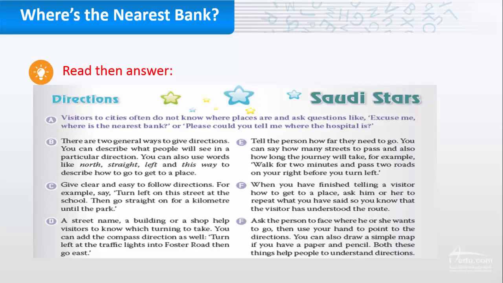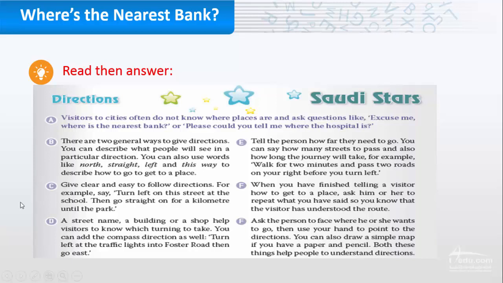So let's start. Visitors to cities often do not know where places are and ask questions like, "Excuse me, where is the nearest bank?" Or "Please, could you tell me where the hospital is?" There are two general ways to give directions. You can describe what people will see in a particular direction. You can also use words like north, straight, left, and this way to describe how to go to get to a place. Give clear and easy to follow directions.